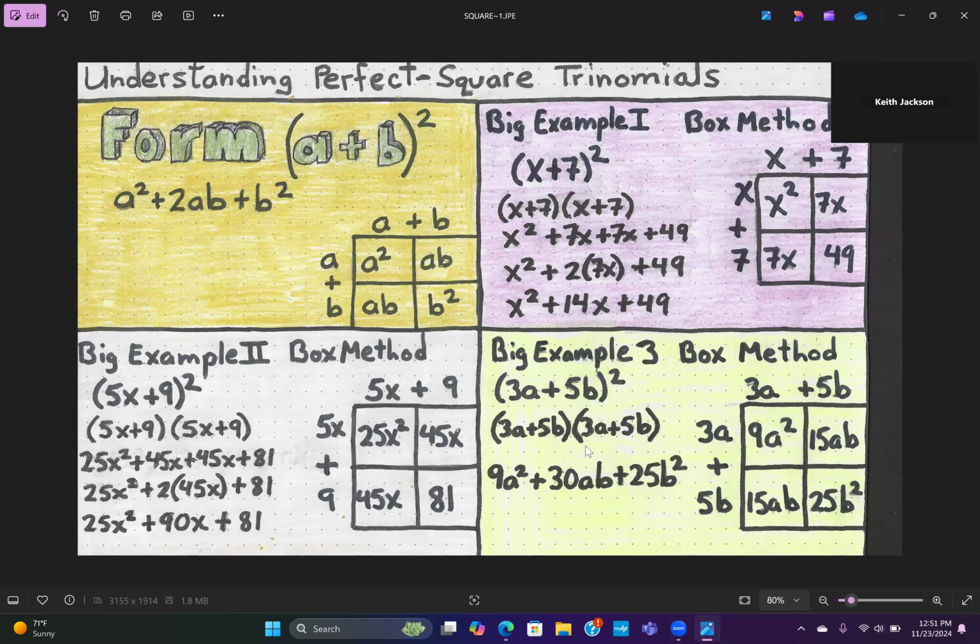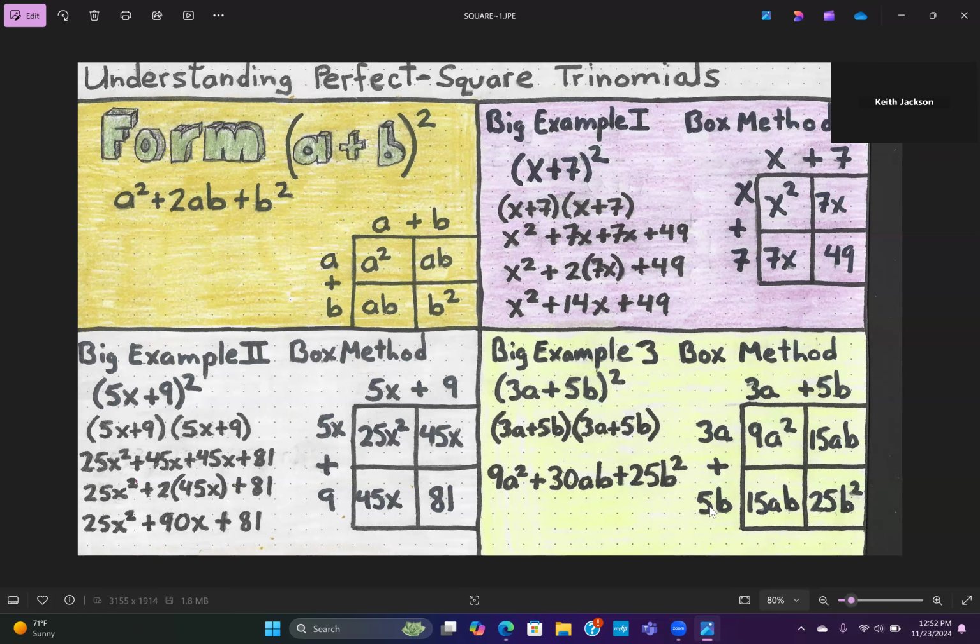And let's move on to example 3, in which we have the quantity of 3a plus 5b squared, which is the same as saying the quantity of 3a plus 5b times the quantity of 3a plus 5b. And we're going to use the box method to arrive at our perfect square trinomial, in which we're going to multiply 3a times 3a, which will give us 9a squared, plus 3a times 5b, which will give us 15ab. And we're going to go to the 5b and multiply it by 3a. And again, we get 15ab.